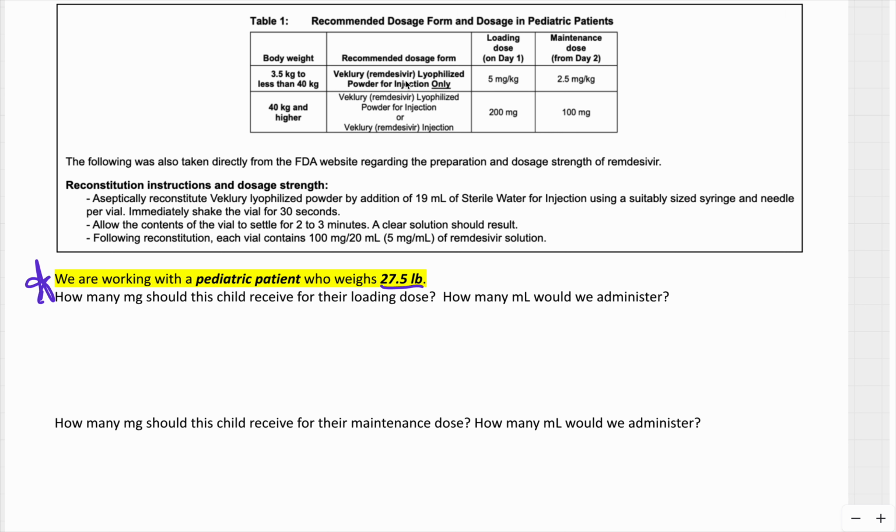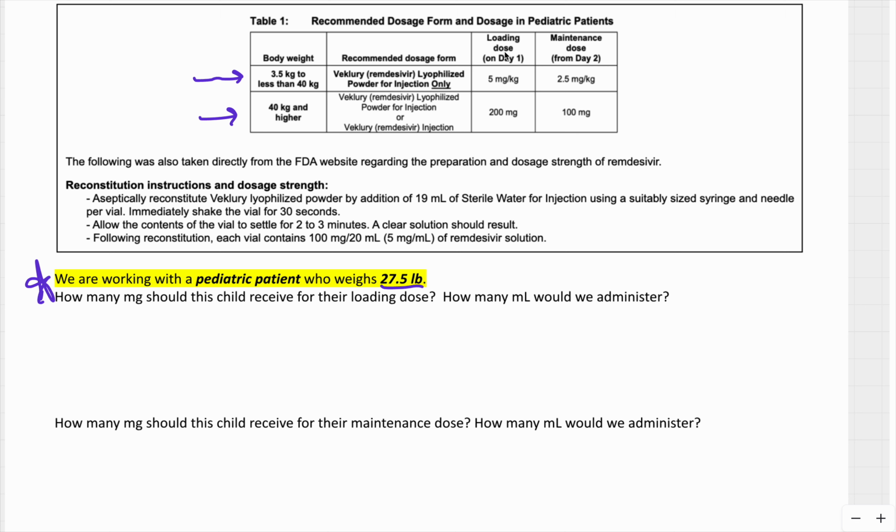So looking up top here, it looks like we're given a whole lot of information. We're given a table where the amount of medication and the form in which they need to receive it is based on their body weight. So we have to figure out which group they fall into. Do they fall into this first row of 3.5 to 40 kilograms, or do they fall into the second row of 40 kilograms and higher? Once we know that, we'll be able to focus on the information like the dosage form, and this is the information that we will be using to calculate how much medication they need.